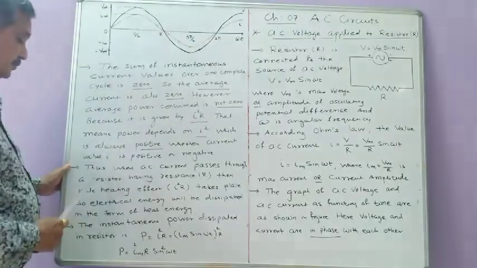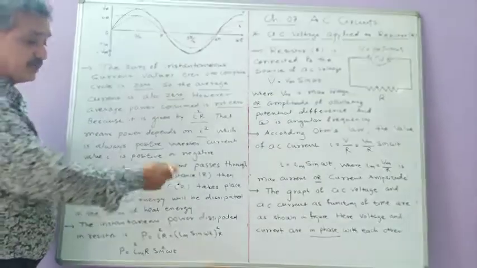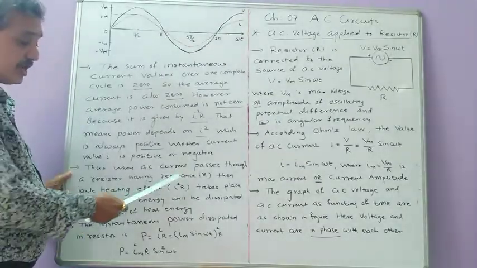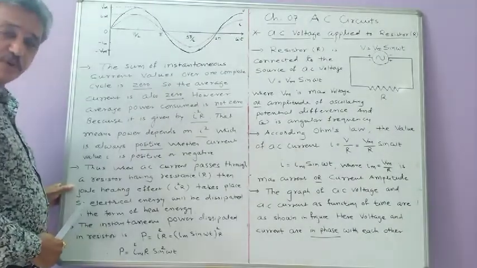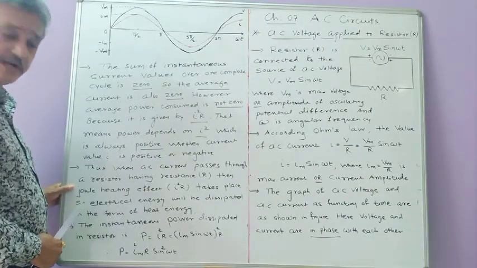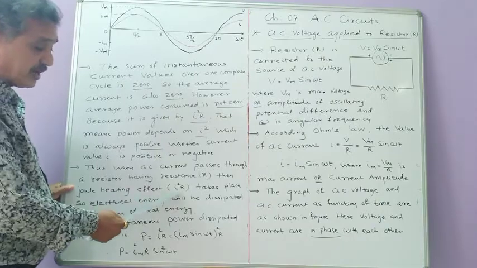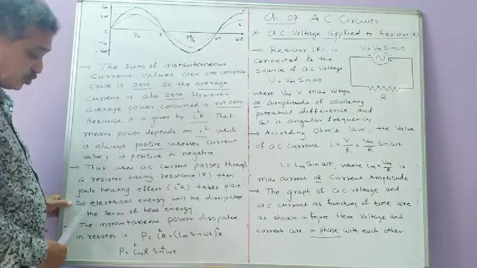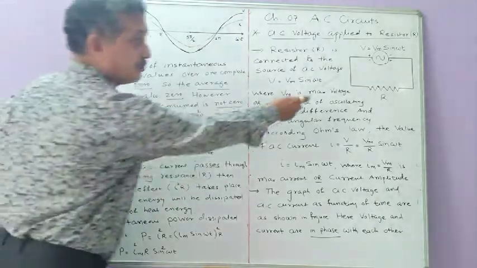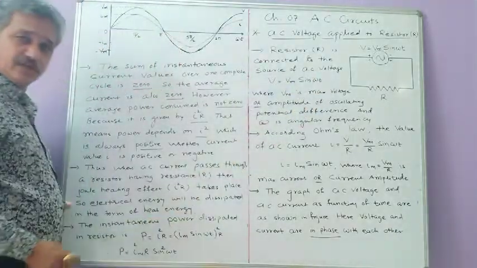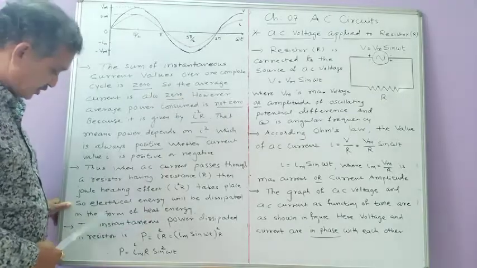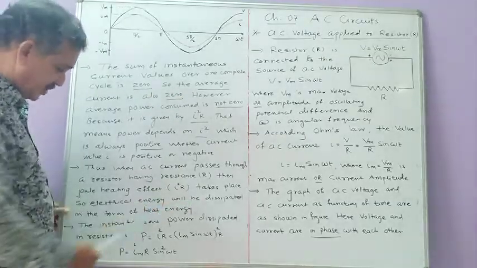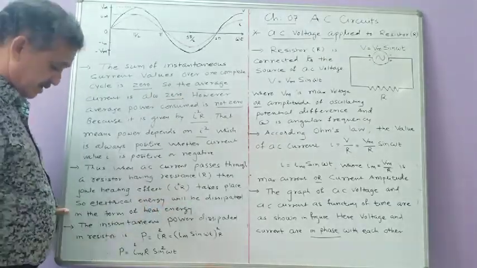Thus, when AC current passes through a resistor having a resistance R, then as we know, power P equal to I square R is what? It is the Joule heating effect. So Joule heating effect I square R takes place, and so electrical energy which is supplied by the source of AC voltage is converted into heat energy when it passes through the resistor R. So electrical energy will be dissipated in the form of heat energy.